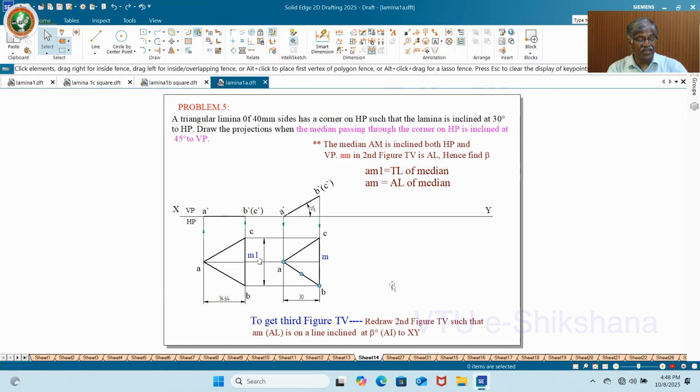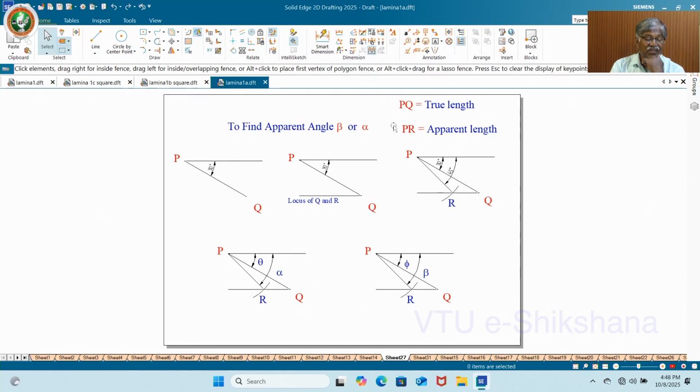After you get this, it is very similar to the first problem which I worked out. Now here I have given the median AM is inclined to both HP and VP, which means AM in the second figure top view is apparent length, hence find beta. So AM1 is true length, AM is apparent length. How to do it? See, these are the various directions you can take.